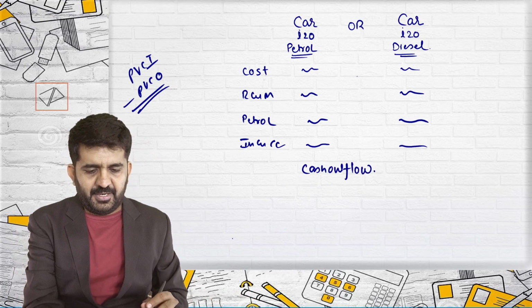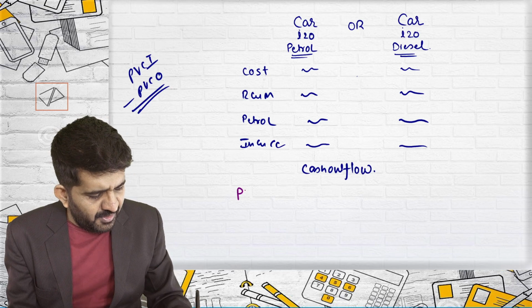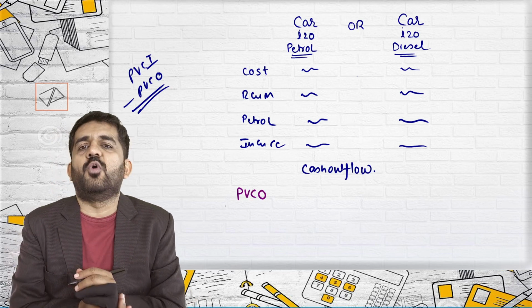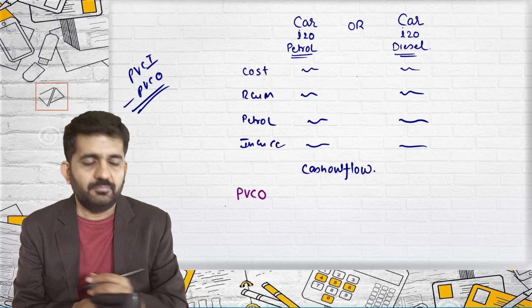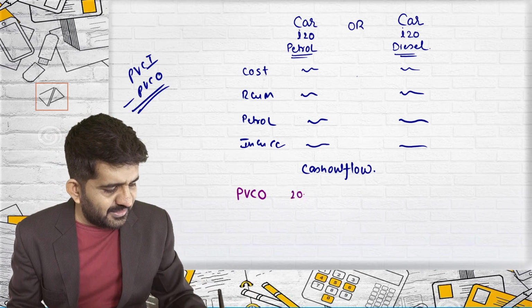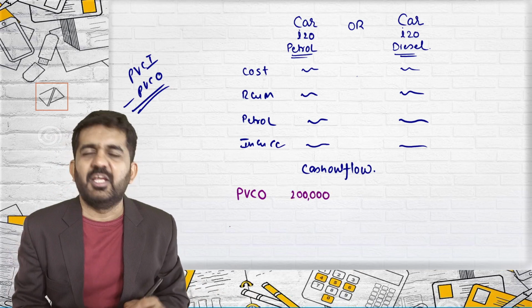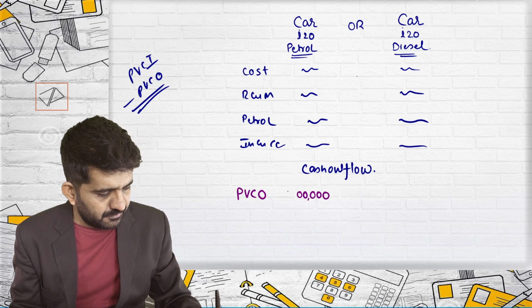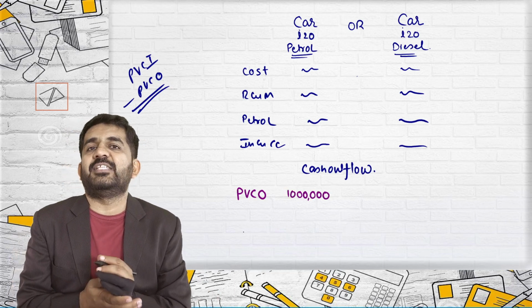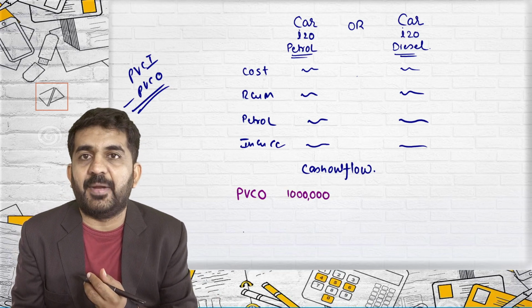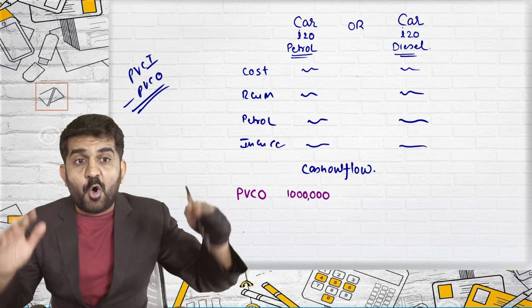Try to concentrate. I'm telling you. I will find out the present value of cash outflow for the i20 and say it is 2 lakhs. It will never be 2 lakhs, so let me take it as 10 lakhs. What is the present value of cash outflow in the petrol car? It is the present value of all cash outflows.